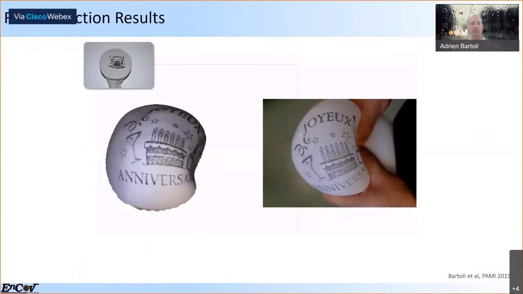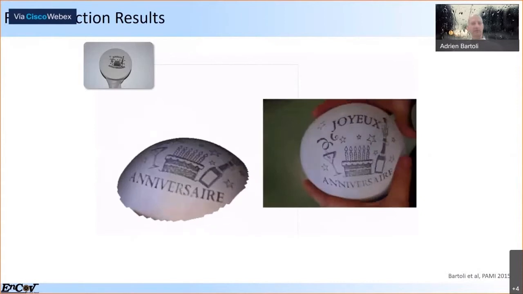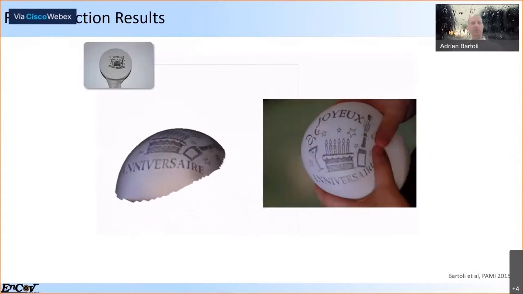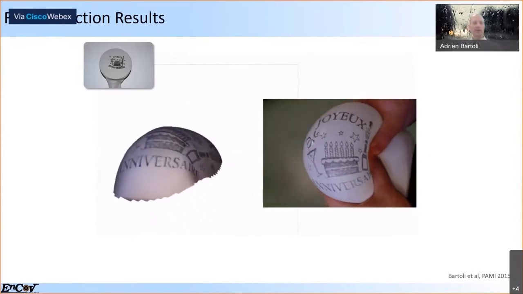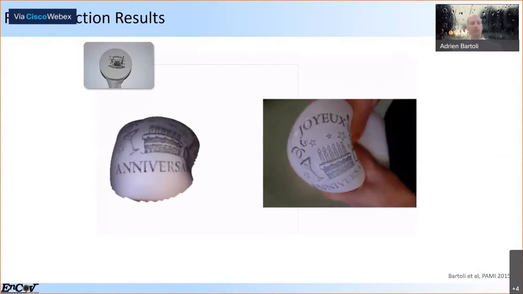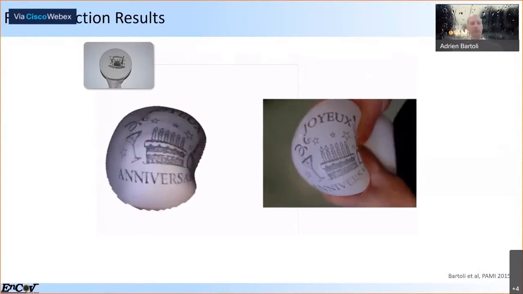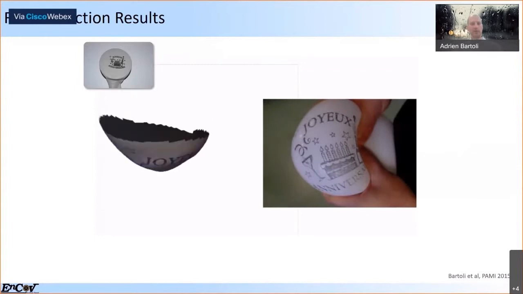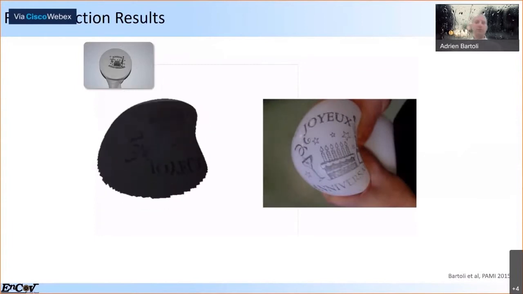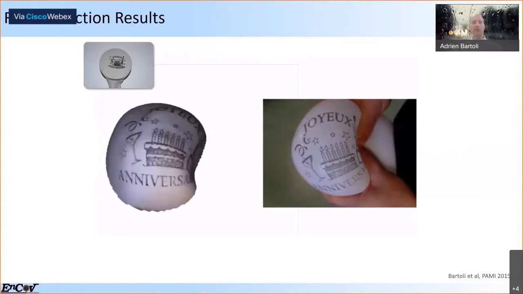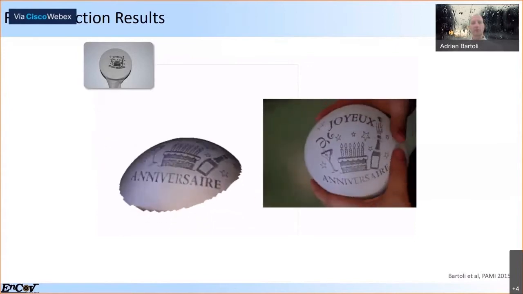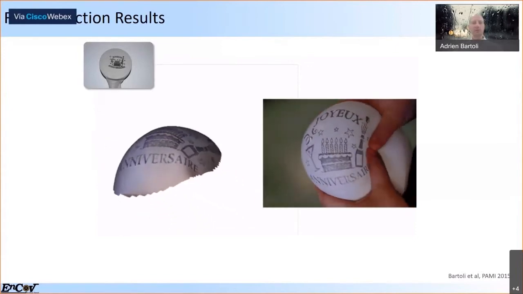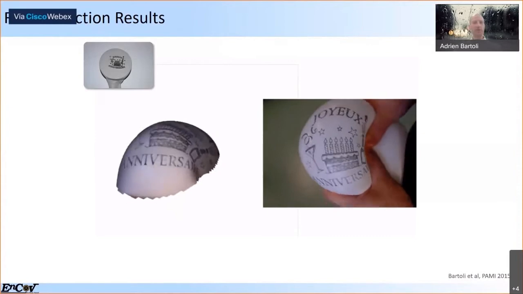So here you can see another example, which is reconstructing a balloon. The template is shown on the top and the input image on the right, and the reconstruction on the left. So remember, this is a process that goes independently for each image. So there is no notion of failing because each image is processed completely independently.